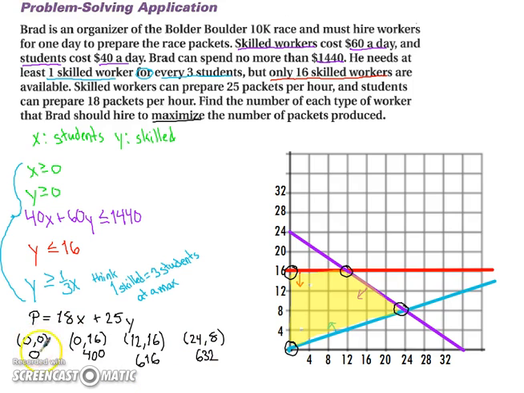So at the coordinate 0, 0, you end up with 0. At 0, 16, you end up with 400. At 12, 16, 616. And at 24, 8, you end up with 632. So since we want to maximize, the largest value is 632. So therefore, Brad must hire 24 students and 8 skilled workers to maximize the packets.